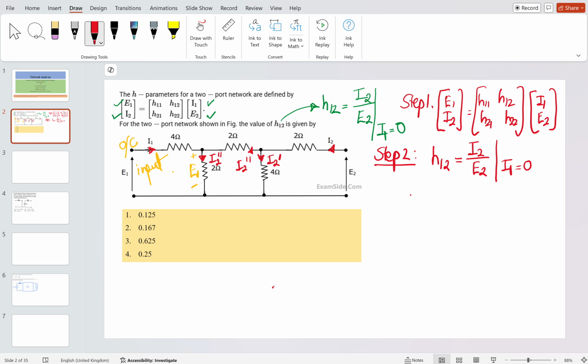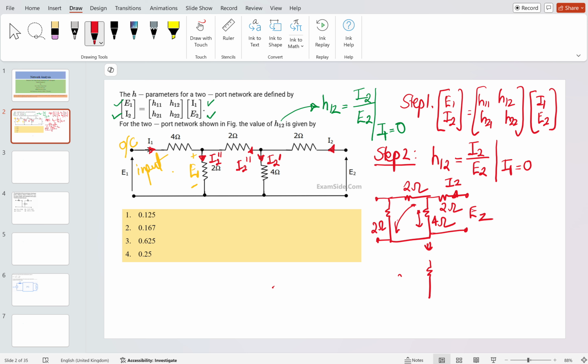So how will the equivalent circuit look? It will look something like this. This is the E2 and this is the I2 current which is flowing here. This is the 2 ohm and this is 4 ohm. This is the 2 ohm and this is 2 ohm, and here it is open circuited. This network, this and this, they are in parallel. So equivalently it will come out to be 4 ohm, and this is also a 4 ohm, 2 ohm, 2 ohm in series. So the equivalent will come out to be 2 ohm.